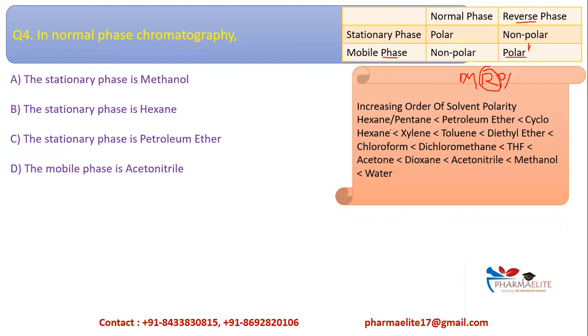There is an increasing order of polarity of solvents which we need to know. Just roughly you can remember the series to solve such an MCQ. Hexane or pentane as the least polar, then petroleum ether, cyclohexane, xylene, toluene, diethyl ether, chloroform, dichloromethane, THF, acetone, dioxane, acetonitrile, methanol and water. So as we come to the end of this series, dichloromethane, acetone, dioxane, methanol, water are the most polar, whereas hexane and petroleum ether are the least polar.